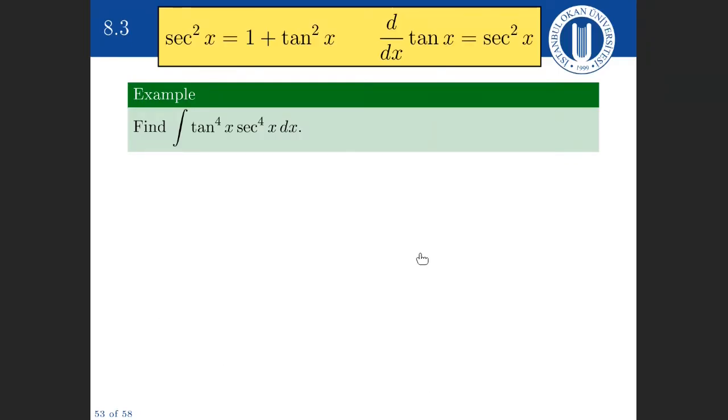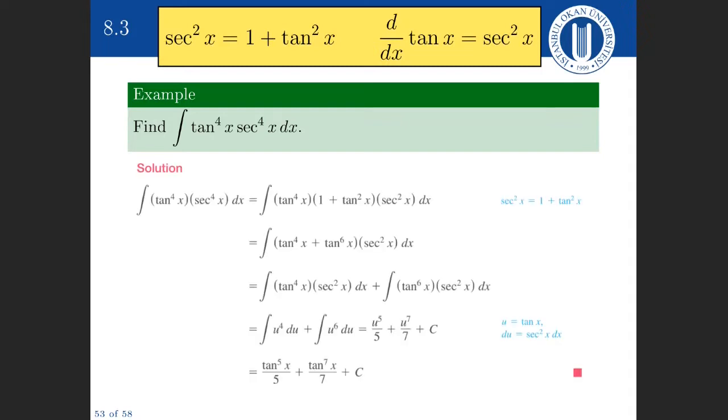Find the integral of tan to the power of 4 x sec to the power of 4 x dx. Using the identity, I can replace one of the sec squareds by 1 plus tan squared. And the second sec squared, I'm going to leave where it is. The second one is going to disappear when we do the substitution.